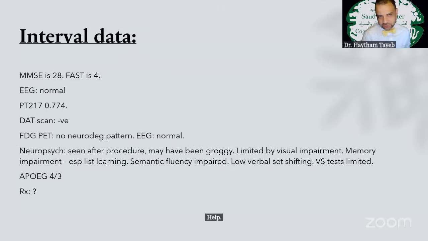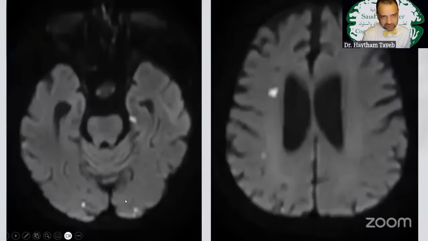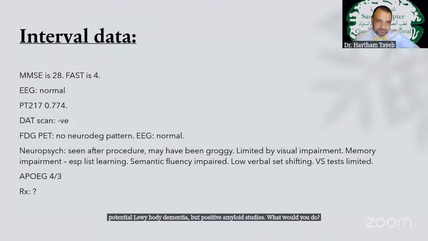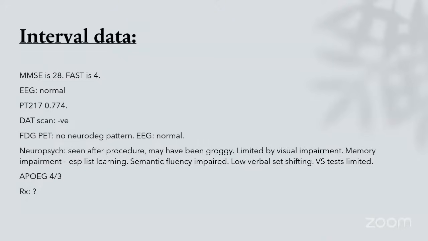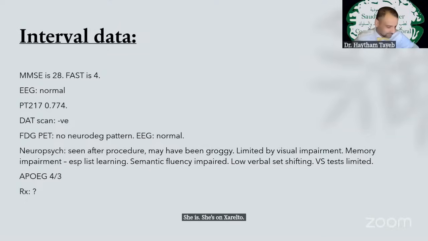So, summary: 86 with psychosis, not really low-grade, vivid psychosis, medical problems, an active vascular situation, potential Lewy body dementia, but positive amyloid studies. What would you do? Is she on anticoagulation? She is. She's on Xarelto.